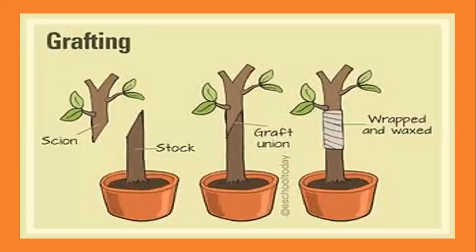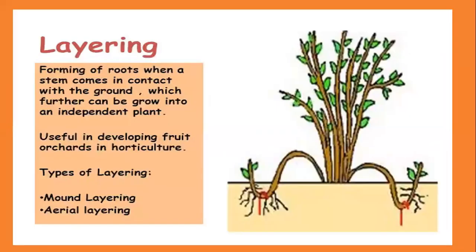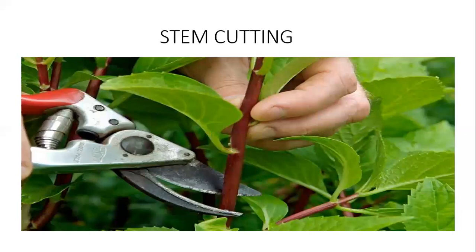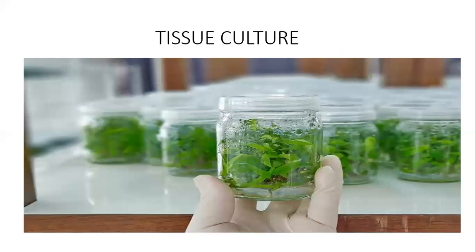The picture shown here shows the process of grafting. It is basically done for getting different colors of rose flowers in a single rose plant. The diagram here shows the process of layering. Strawberry, lemon, and jasmine are propagated by this method. This picture shows the process of stem cutting. Tissue culture.